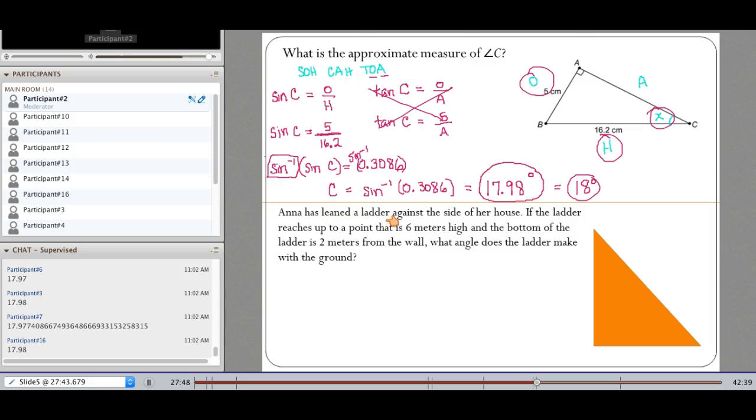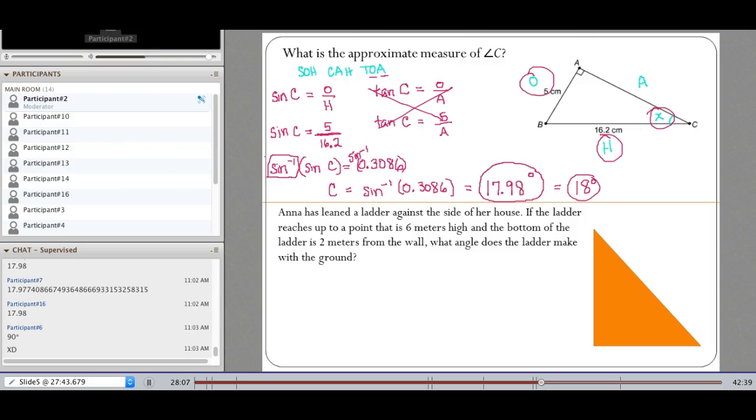All right, let's try this last one here. It says, Anna has leaned a ladder against the side of her house. If the ladder reaches up to a point that is 6 meters high, and the bottom of the ladder is 2 meters from the wall, what angle does the ladder make with the ground? Okay, so let's sort this problem out.